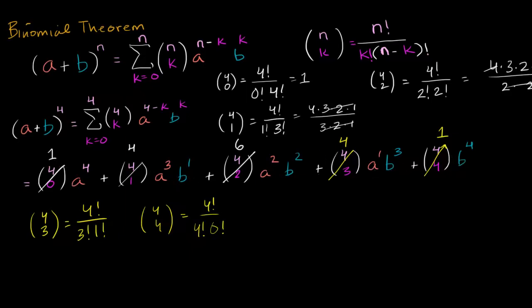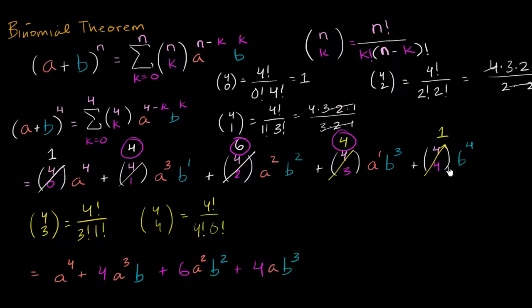And actually, let me just write that down since we did all that work. This is equal to a to the 4th plus 4a to the 3rd b plus 6a squared b squared plus 4, I think you see a pattern here, plus 4a times b to the 3rd power plus b to the 4th power.